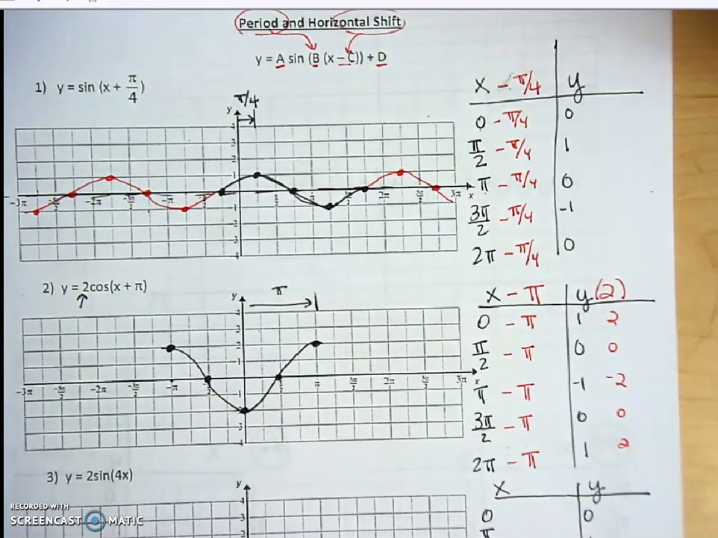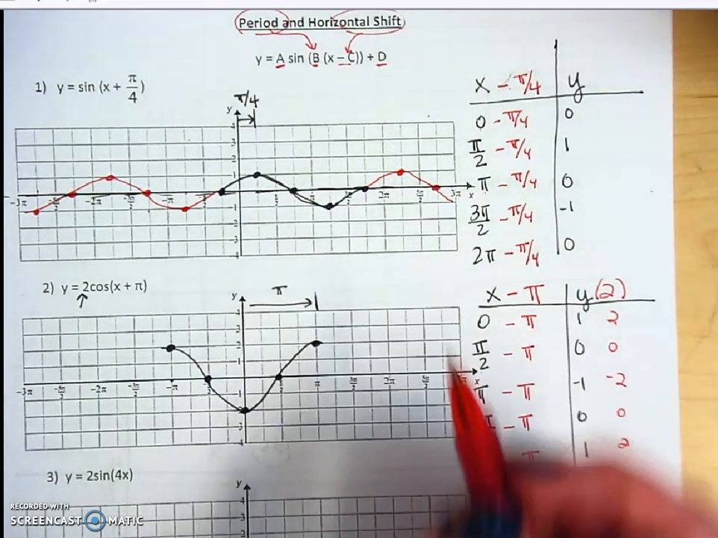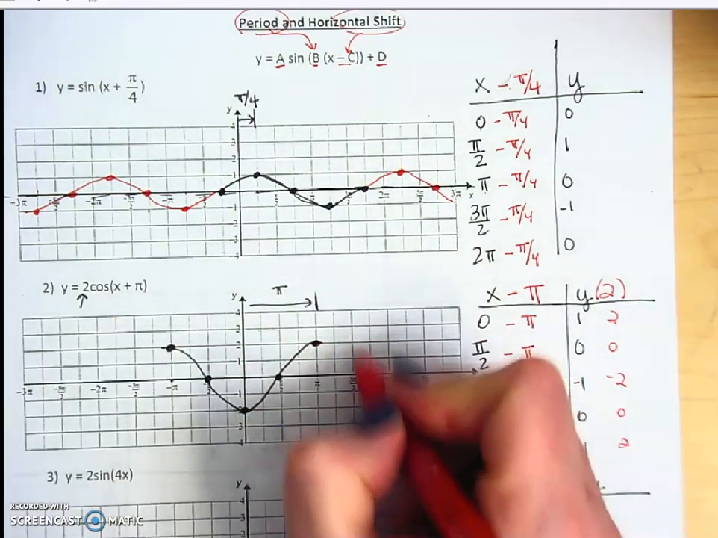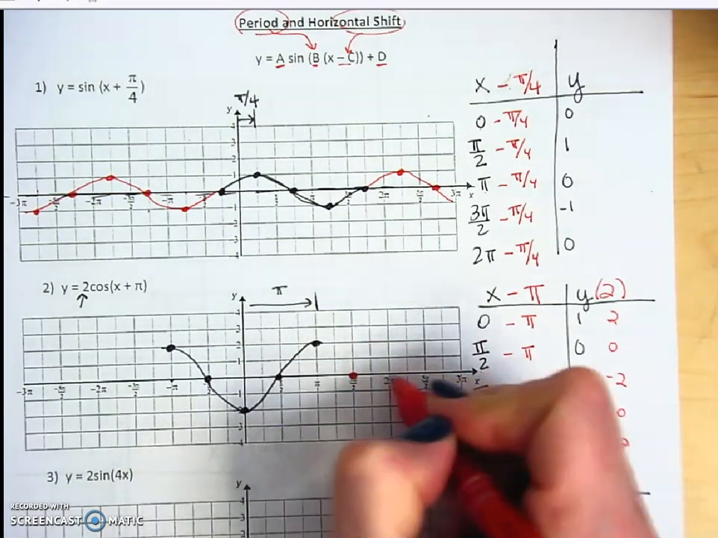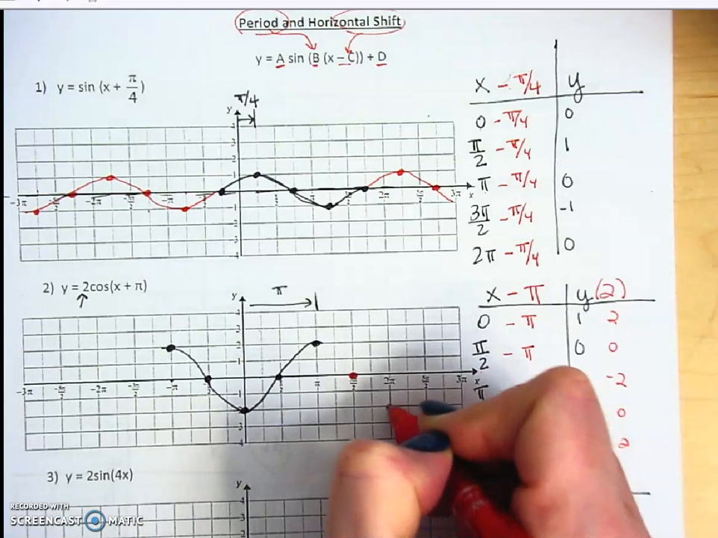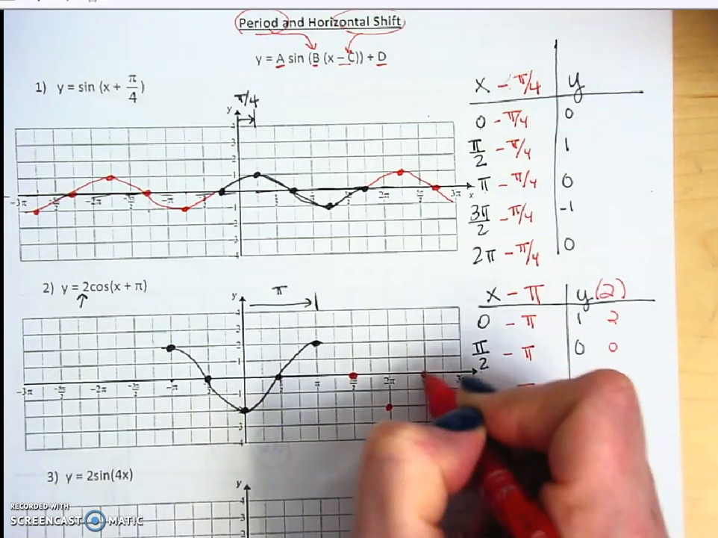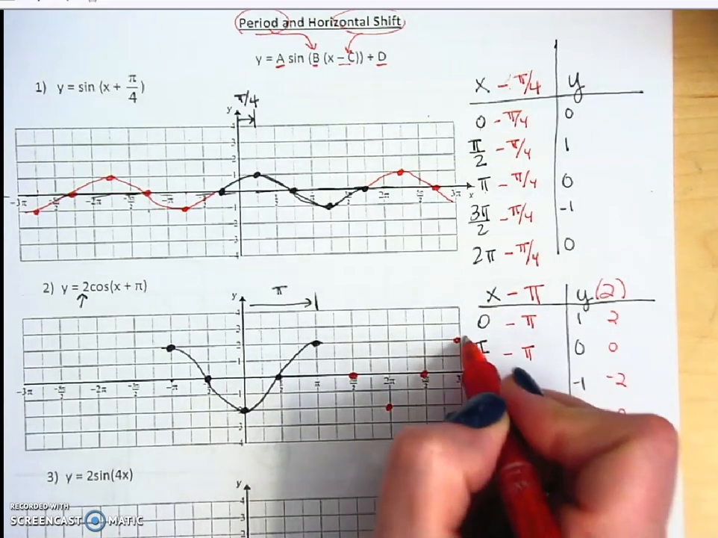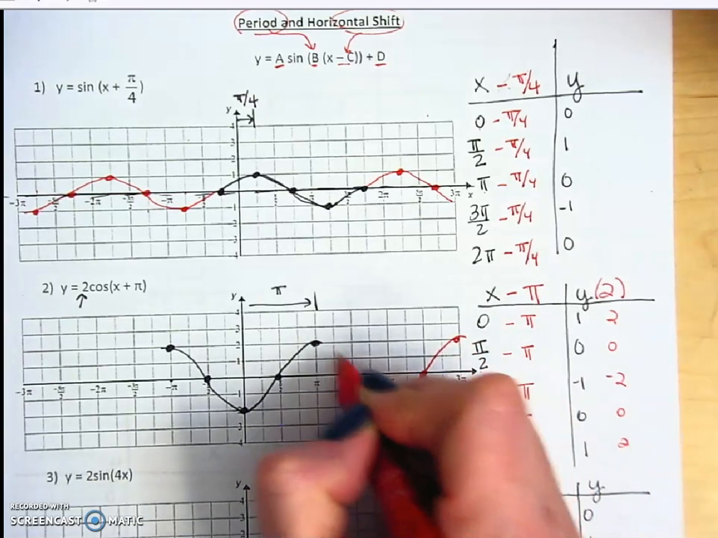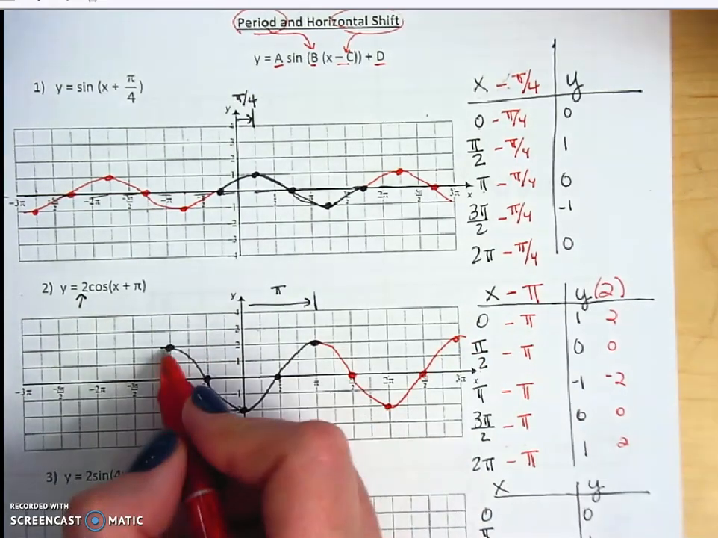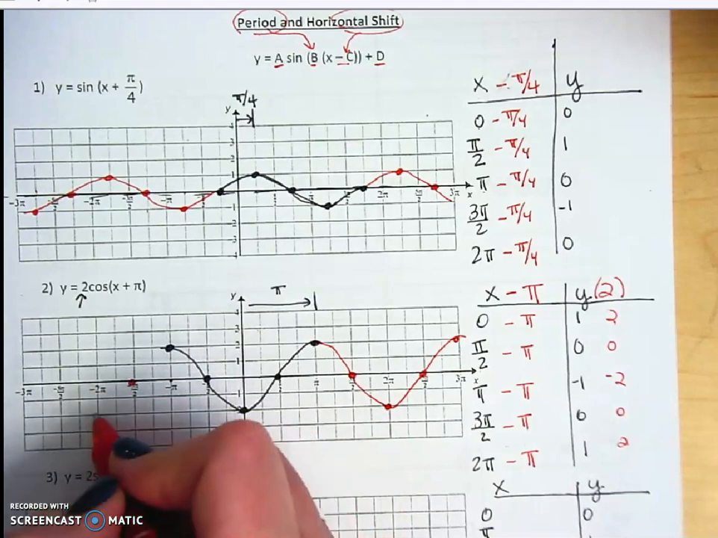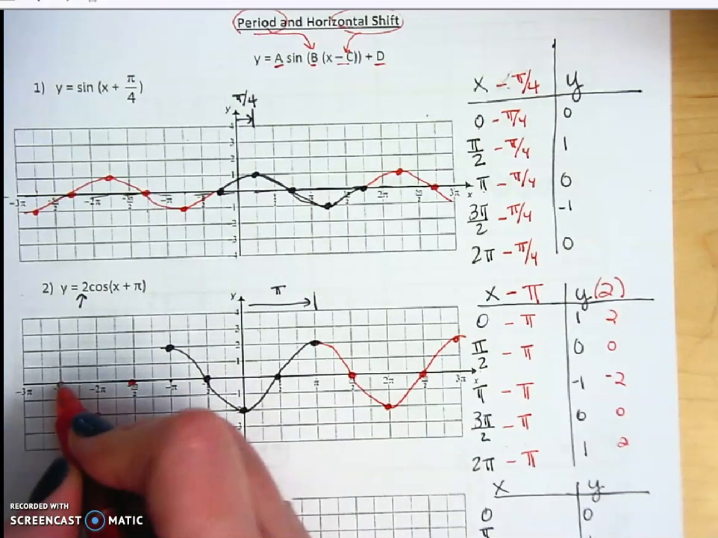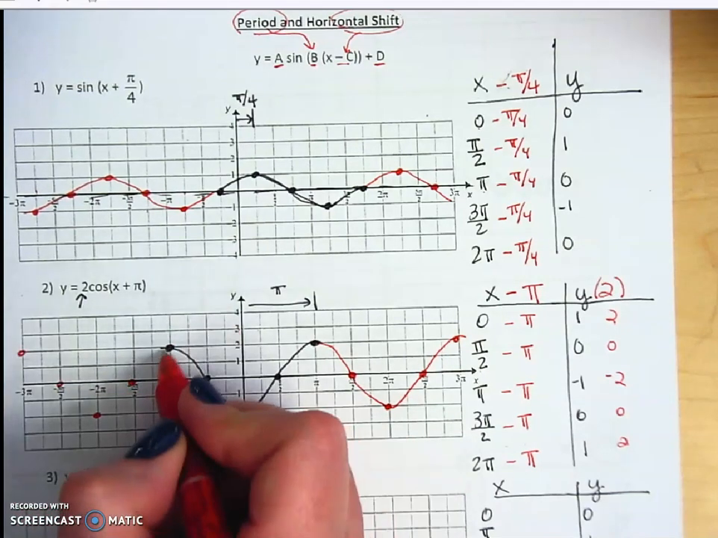All right, so now it's just counting pattern to the right and left. Over 2, middle point, over 2, minimum. Over 2, middle, over 2, max. And to the left, it's over 2, middle, over 2, min, over 2, middle, over 2, max.